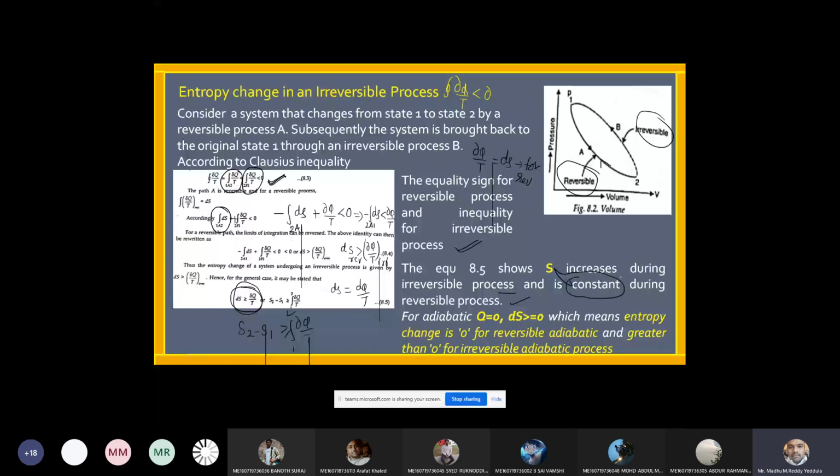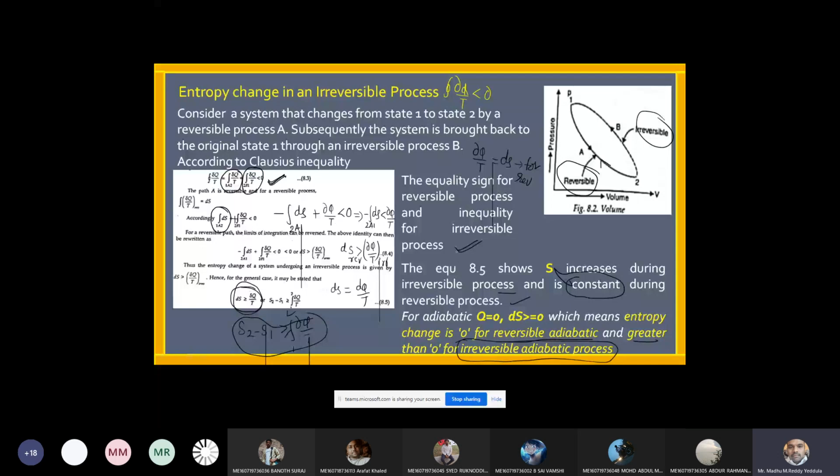If it is an adiabatic process, q is equal to 0. Once q is equal to 0, if you substitute over here, S2 minus S1 is greater than or equal to 0, right? So ds is greater than or equal to 0, which means entropy change is 0 for reversible adiabatic and entropy change is greater than 0 for irreversible adiabatic process. Understanding this concept is very, very important.